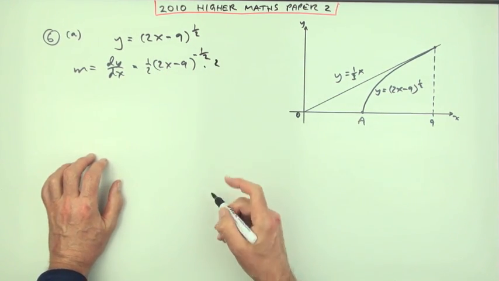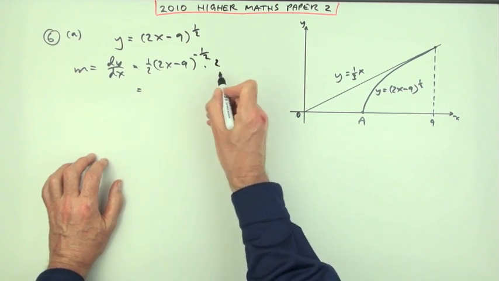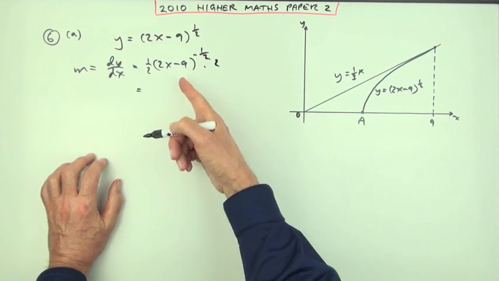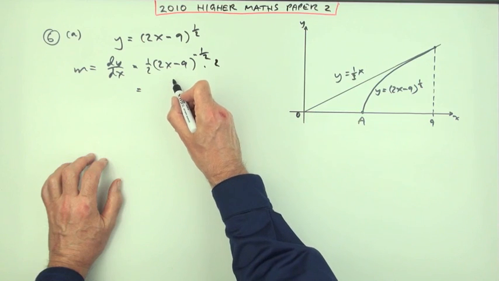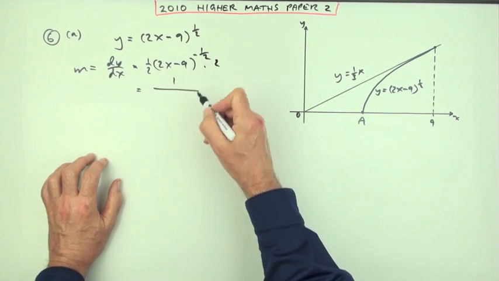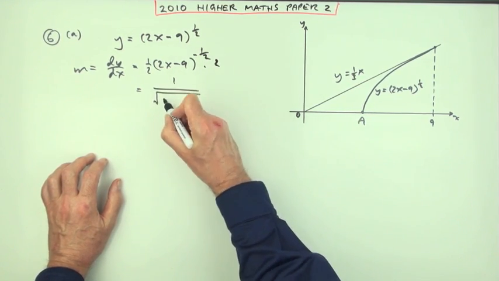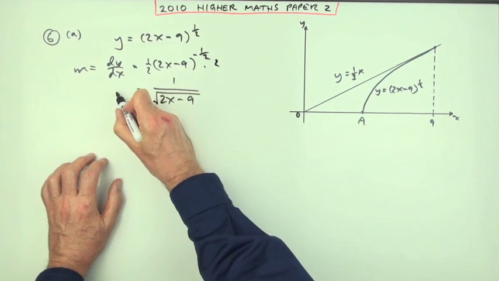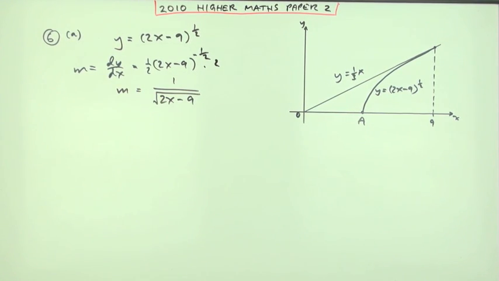It's 2. So that means the derivative of this is going to be 2 times, the half disappears. It's just this. The derivative is going to be, I think I'll write it out. Negative means 1 over, and a half is the square root of 2x minus 9. There's the gradient. I'll just go straight in with gradient now.